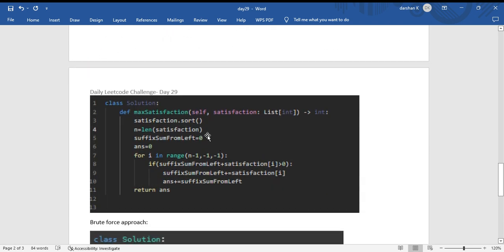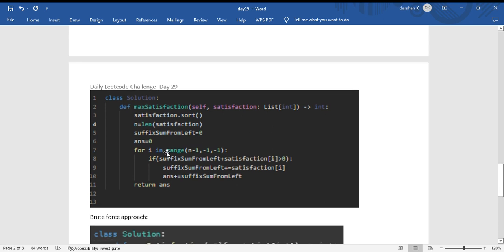And if we come to the solution part of it, I'm initially sorting the satisfaction array and taking the length of it. These are the two variables which I'm going to use. Answer equal to 0, suffix sum from left. Sorry, it should be the suffix sum from right, which is 0.